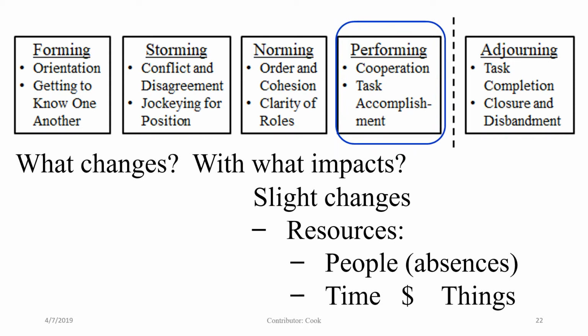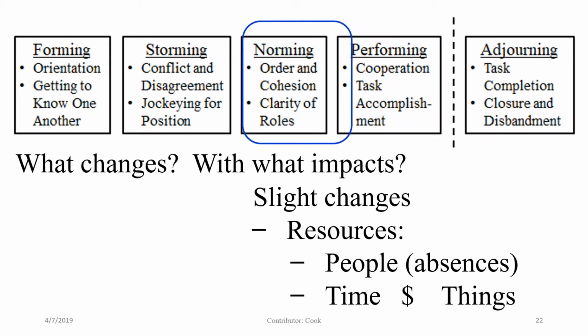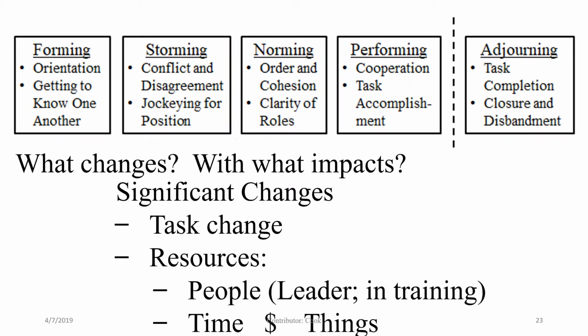The revised team might need to norm again to get up to performing speed. Significant changes may necessitate that a team move back even farther. Examples might be a change in a major task or procedure, changes in the resources such as a key worker, or, for development, a leader in training. Some key roles or relationships might have to be developed or hammered out. And again, major changes in time, money, or things. The team may need to move to storming to have the needed robust dialogue.